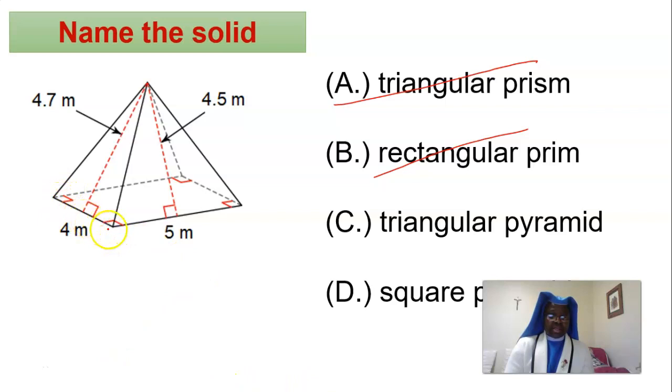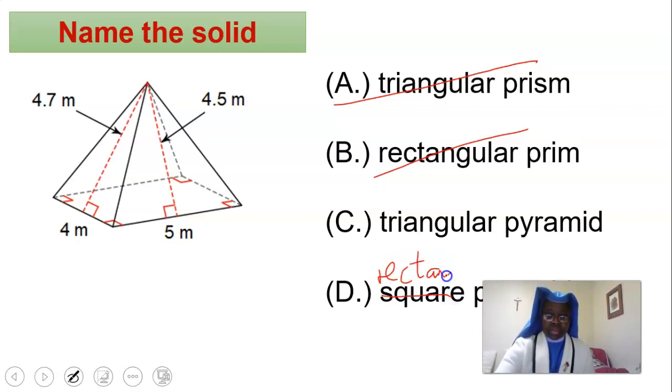Is the base a triangle? No. It has 4 sides. Is it a square? No, because it's 4 by 5, so it's a rectangle, rectangular pyramid. Oh, sorry, this should be a rectangular, not a square. It's a rectangular pyramid, and that's our answer.